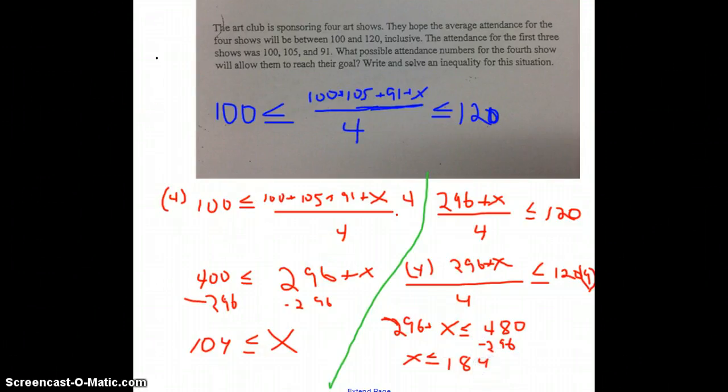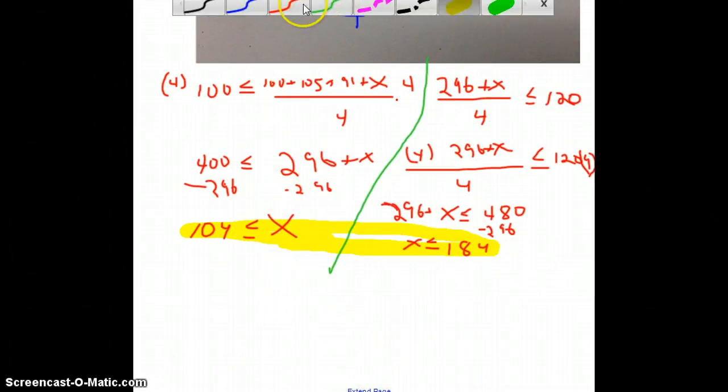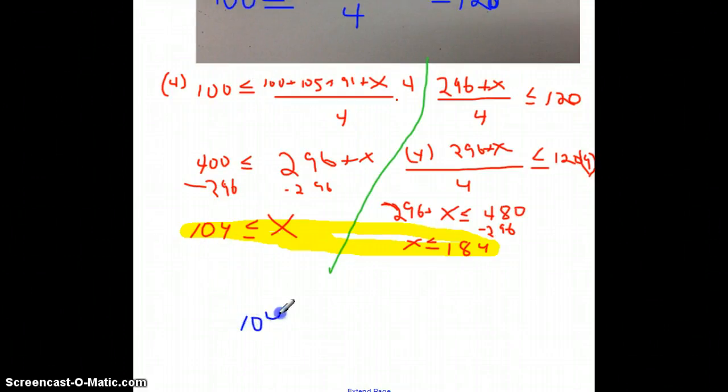So, there's our answers right there. x has to be bigger. In order for us to reach our average attendance of at least 100, but no more than 120, x has to be bigger than 104, but less than 184. If we put that together, let me extend that page here. Perfect. All right, so if we want to put our final answer here, 104 less than or equal to x less than or equal to 184. Okay, so the attendance for our last show has to be between 104 and 184 for us to reach that average that we wanted, okay?